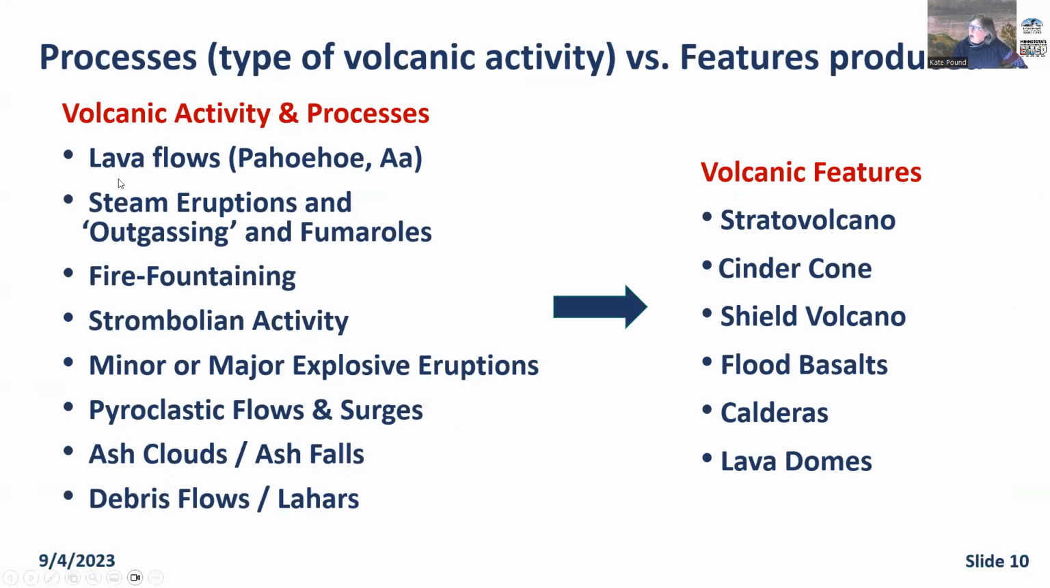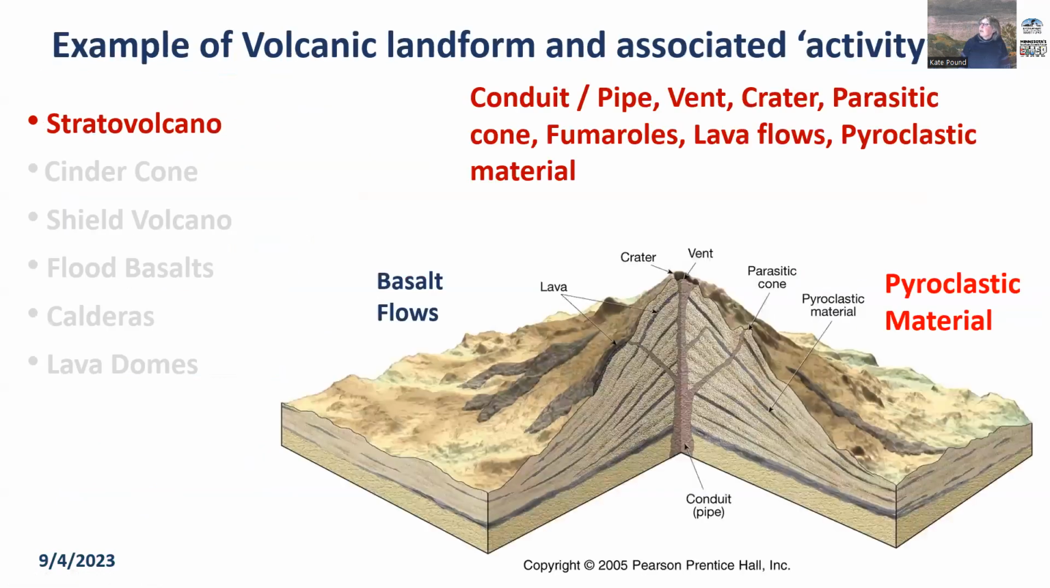Okay, so on the left, we've got a bunch of different types of activity and/or processes. And on the right, I've got what I'm calling volcanic features. You could think landforms here. These are names of different types of volcanic structure produced by a variety, and usually it's several different types of activity that goes into making one of the landforms on the right.